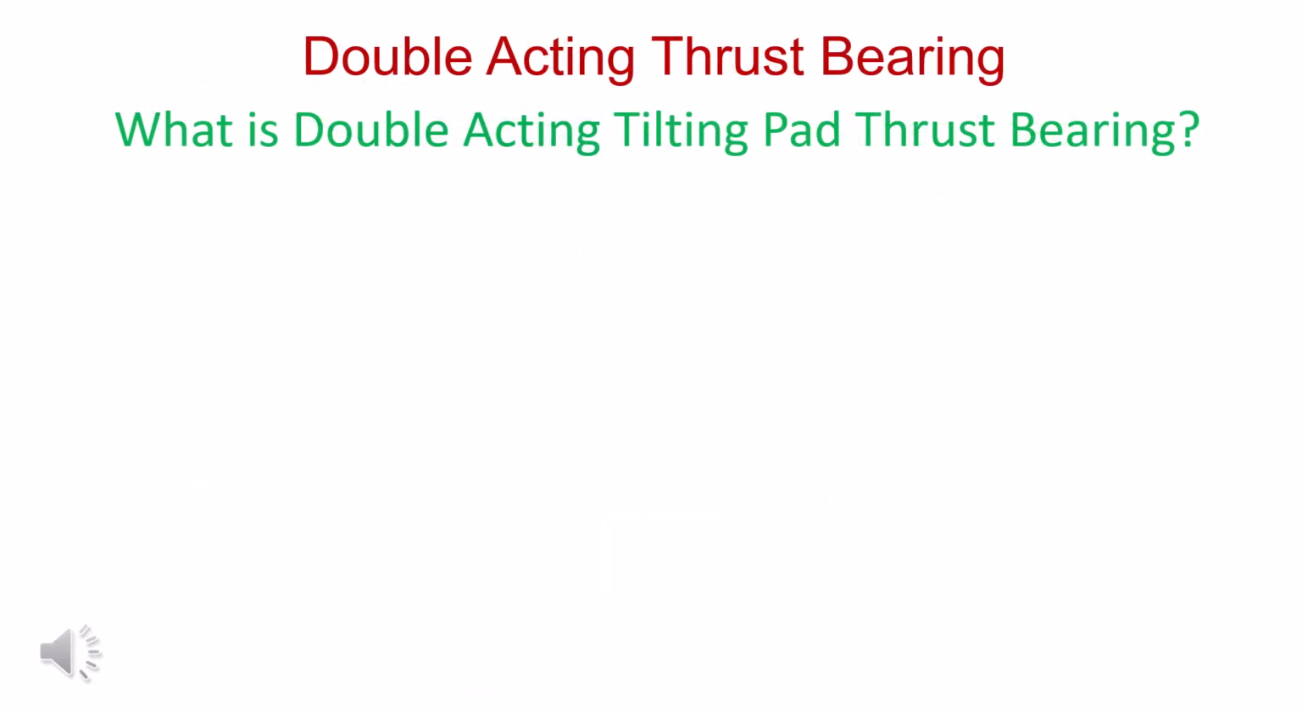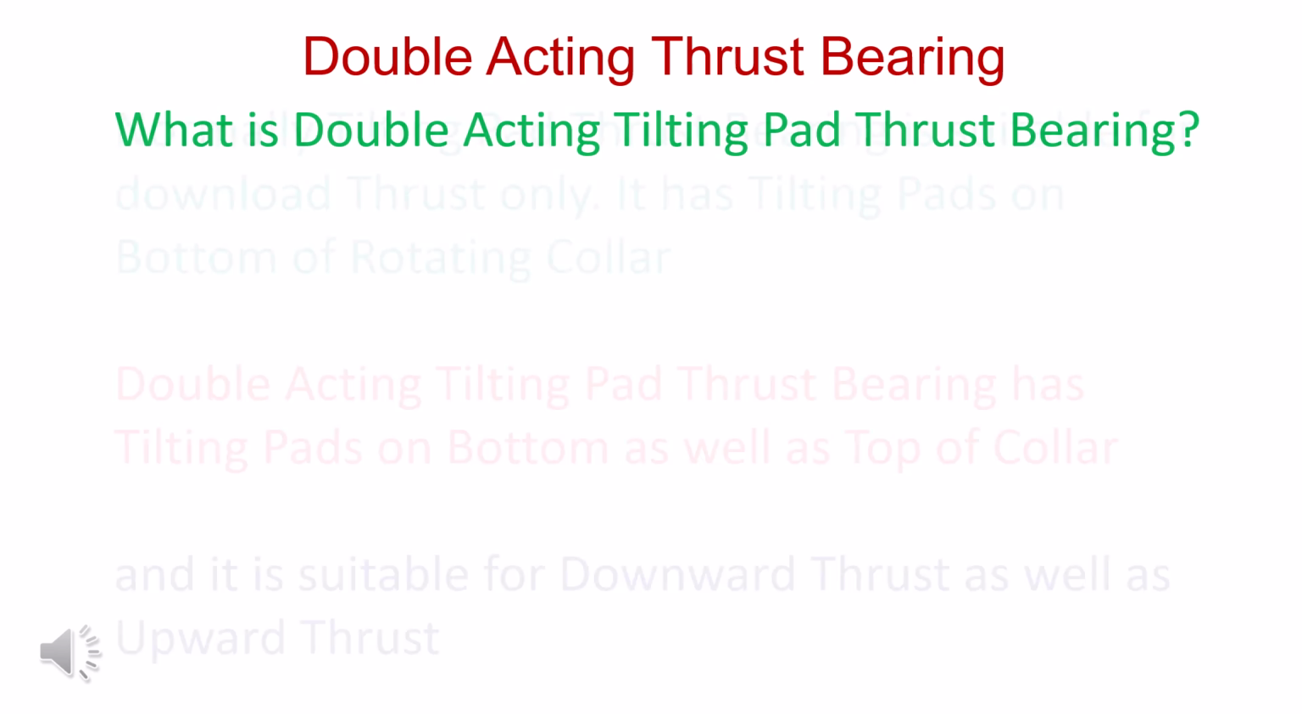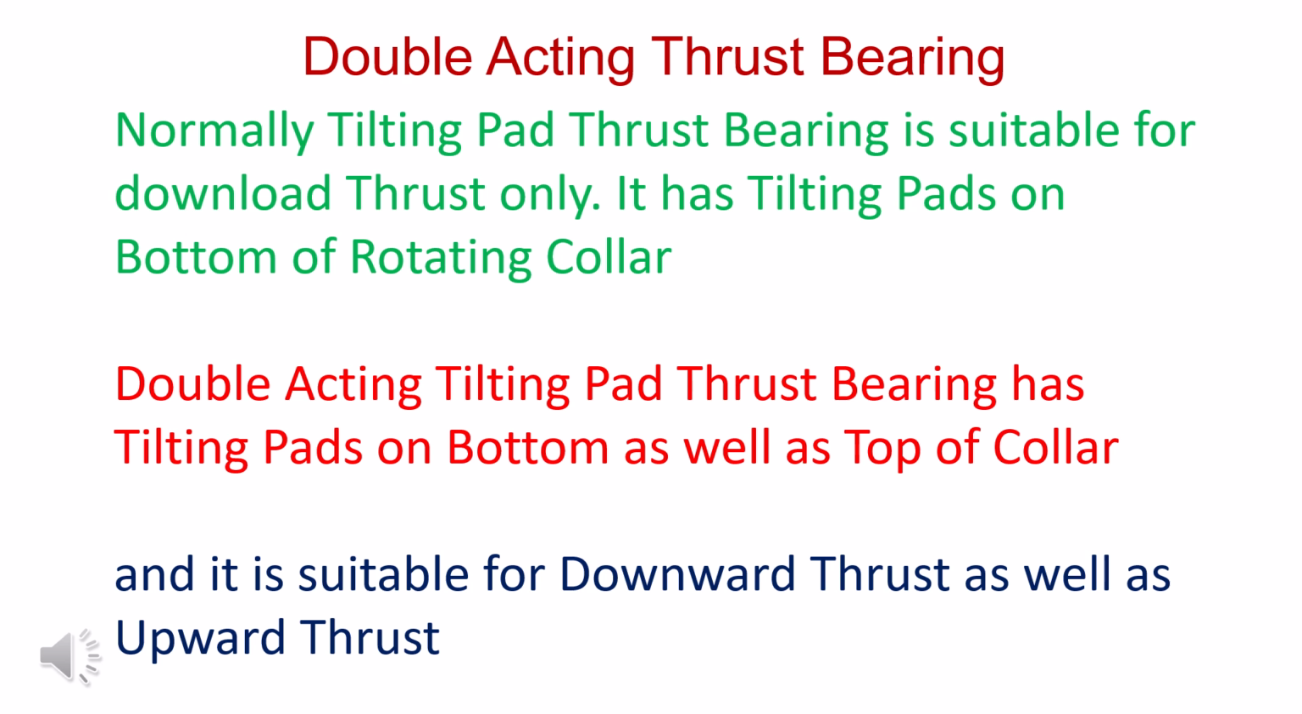What is double acting tilting pad thrust bearing? Normally, tilting pad thrust bearing is suitable for downward thrust only. It has tilting pads on the bottom of rotating collar. Double acting thrust bearing has tilting pads on bottom as well as top of collar, and it is suitable for downward thrust as well as upward thrust.